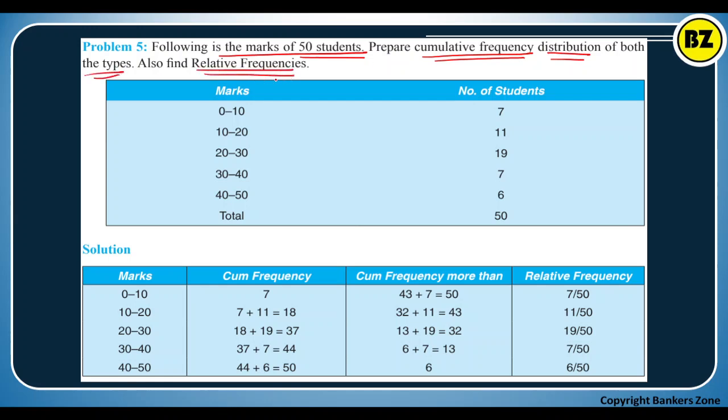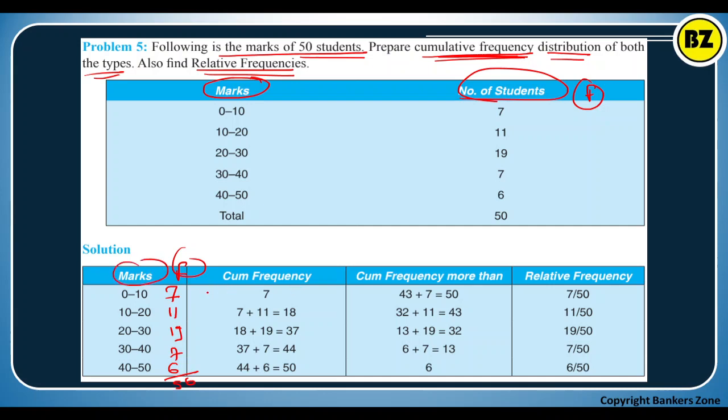Now see, cumulative frequency we have to find, and they have given the interval of the marks and the number of students in the interval, that is the frequency. So marks is given and the corresponding frequency is given. For example, 7, 11, 19, 7, 6. So the total is 50. These are the frequencies given, and these are the interval marks. So what is the cumulative frequency?